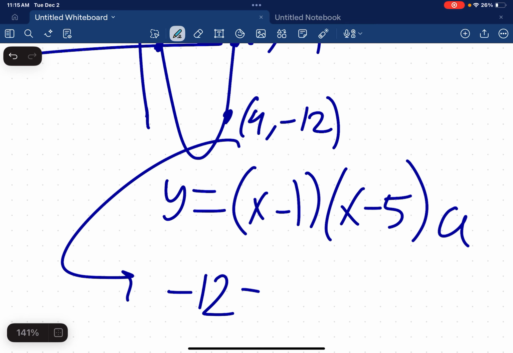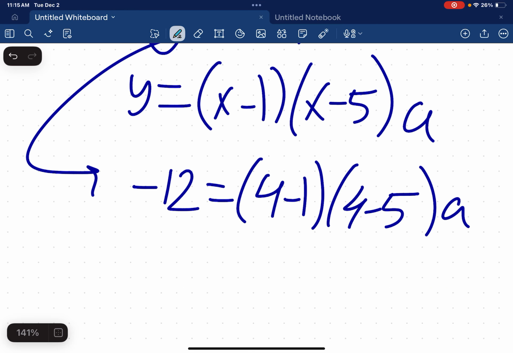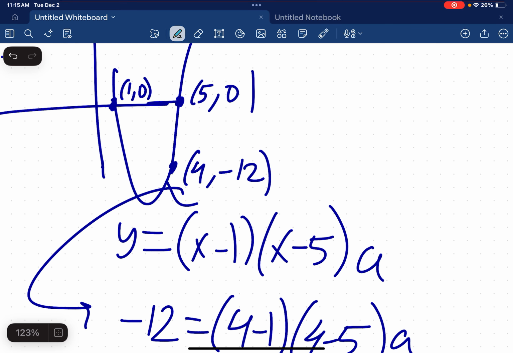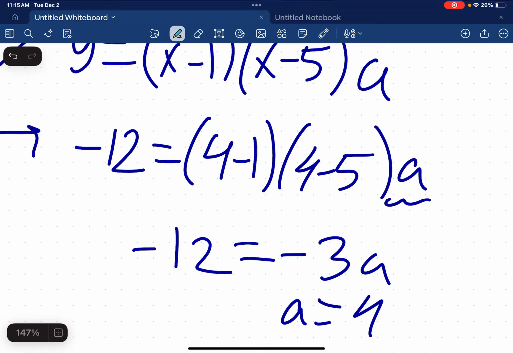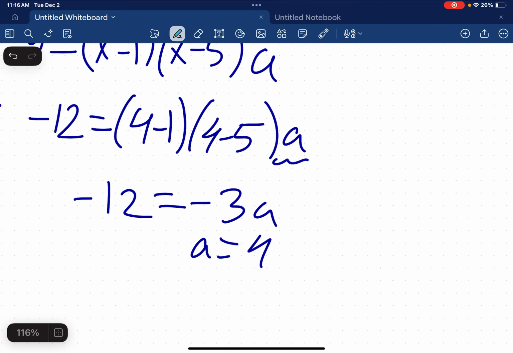So negative 12 is going to be equal to (4 minus 1)(4 minus 5) times a. And a is just going to be basically our transformation that it's doing so we can actually fulfill this request here. So you have negative 12 is equal to 3 times negative 1, so negative 3a. That means a is equal to 4. Right? Yes. Okay.